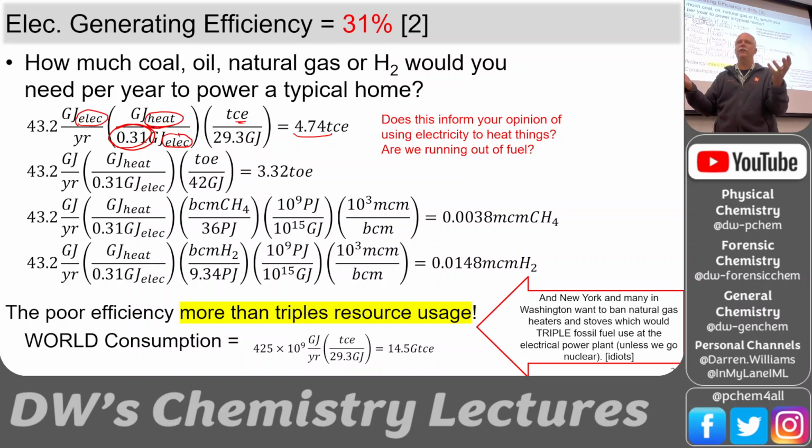Nuclear is the only one, and wind and solar. Those are the only ones that don't put out any CO2. All of the ones that use combustion put out CO2.